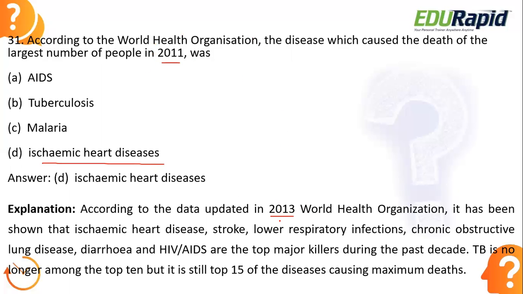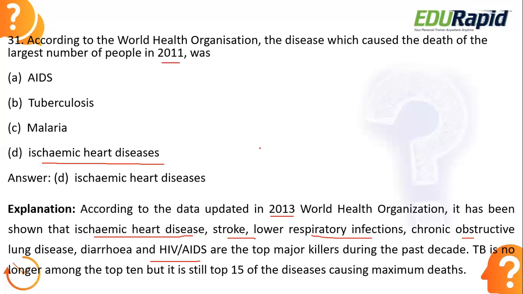Later, after 2 years, in the year 2013, WHO, the World Health Organization, reported data showing that most of the people again lost their life because of ischemic heart diseases. Stroke, lower respiratory infection, chronic obstructive lung disease, diarrhea, and HIV or AIDS are all diseases in the top 10 list.